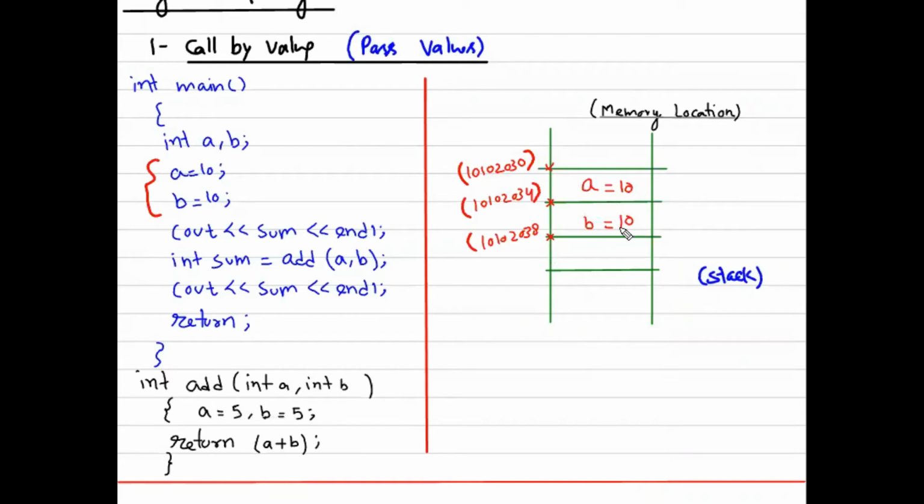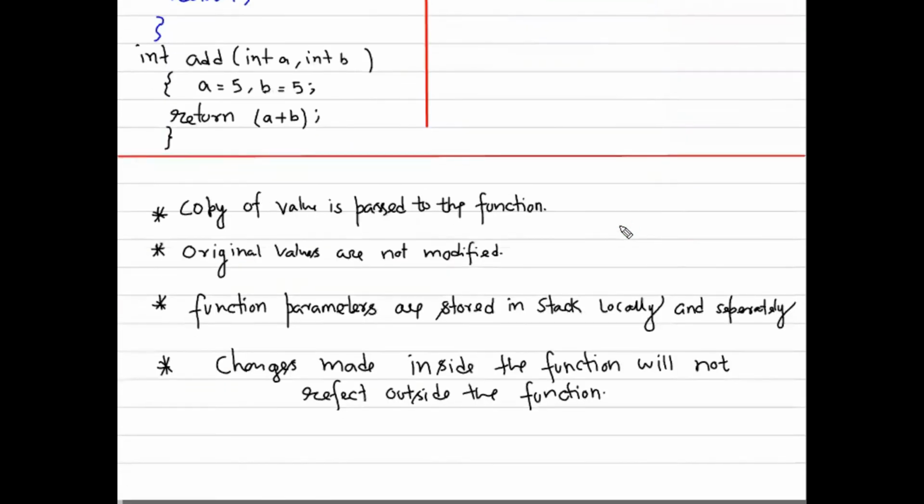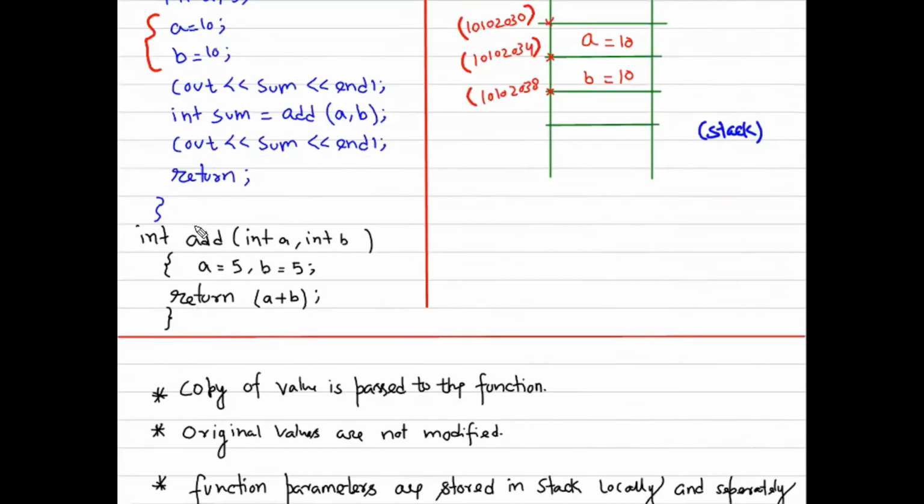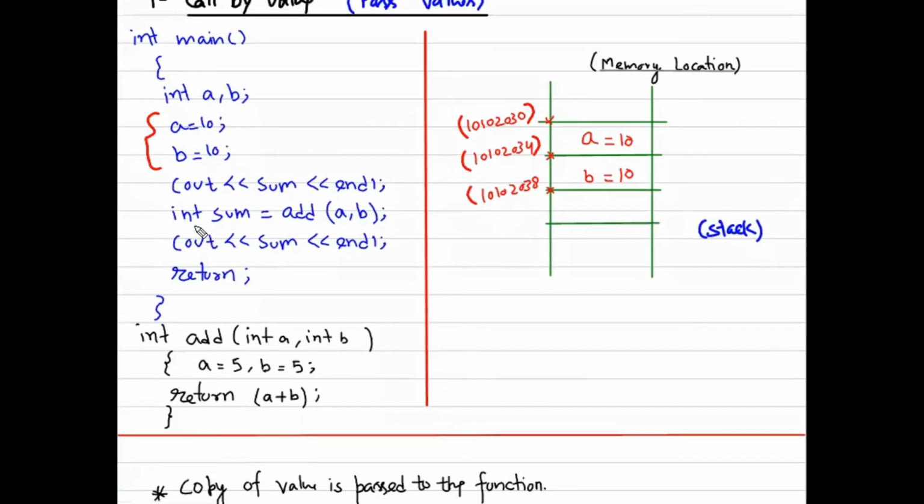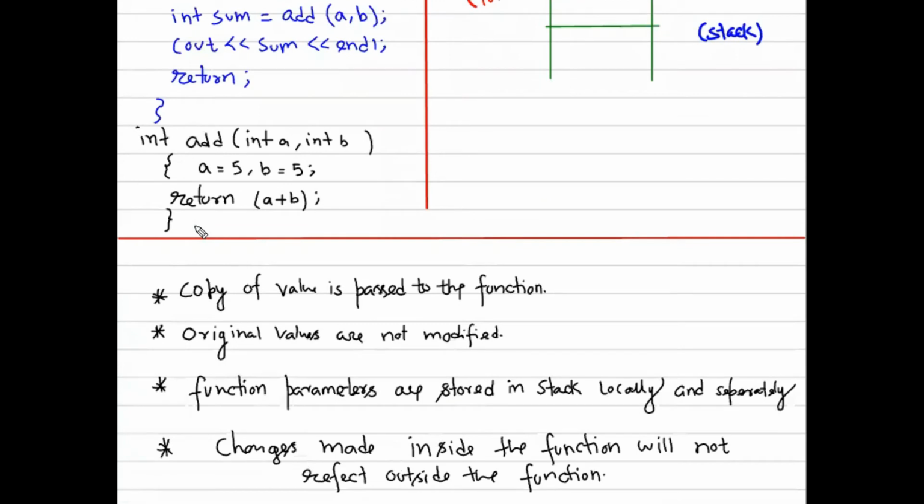There are some important points that you must be aware of. For example, the first point is a copy of the values is passed to the function. We are passing the copy, not the actual values. Otherwise, if the function updated the values, the original values would be updated. But we are not interested in changing the original values the main method has. The second thing is the original values are not modified, which is what I have just discussed.